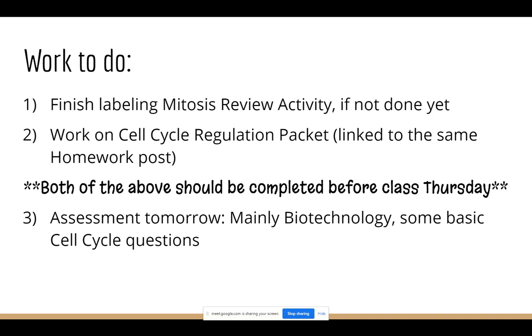If you don't 100% get through it today, that's okay, but I'd like you to have it pretty much done by Thursday, which is when we'll really start talking about the topic of how this cycle is controlled and how cells know when to go on to the next phase and when to just kind of hang out for a while. We are going to have an assessment tomorrow. The assessment tomorrow will mostly focus on biotechnology and the stuff we did last week, with just a little bit of basic stuff about the cell cycle and these different phases we just talked through. Anybody have any questions?